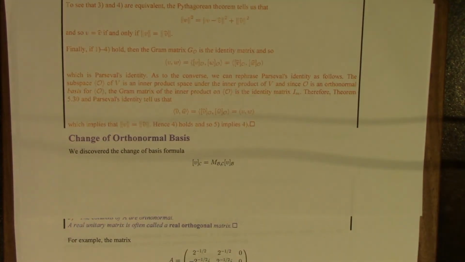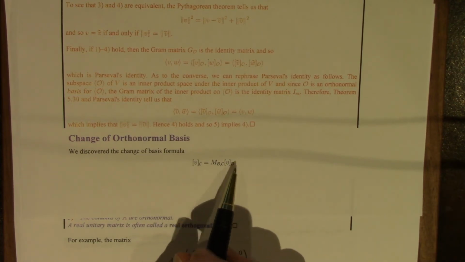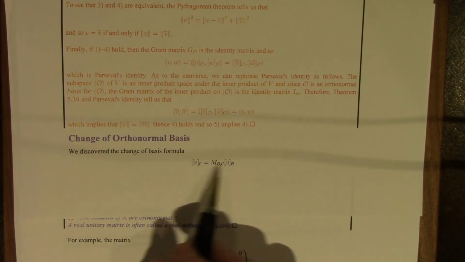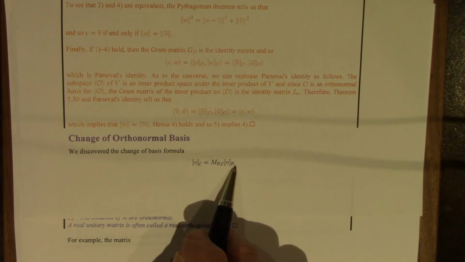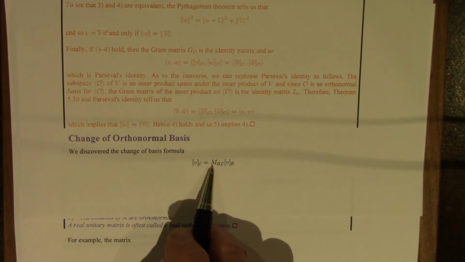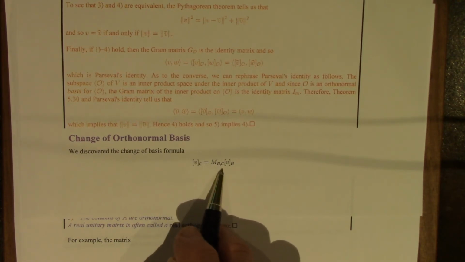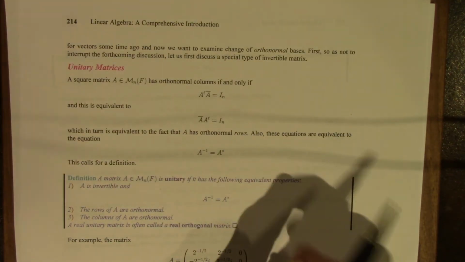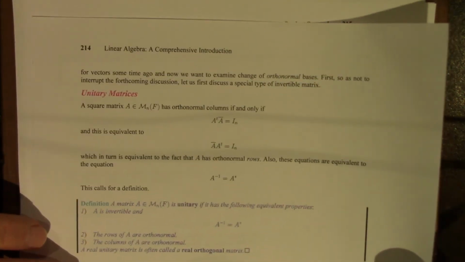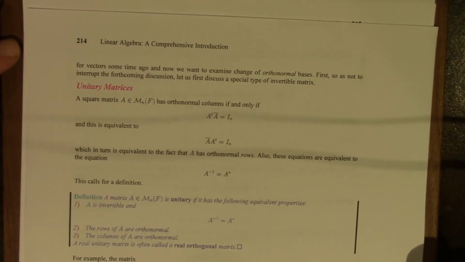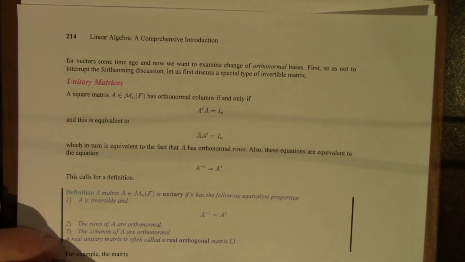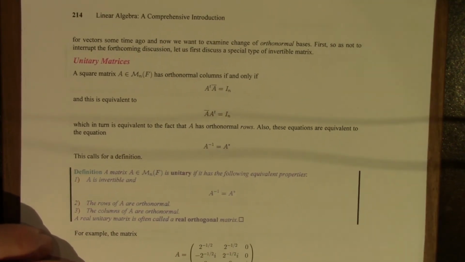We discovered some time ago the change of basis formula for changing the coordinate system. If we want to change the coordinates of a vector from the B coordinates to the C coordinates, we multiply by the change of basis matrix, which we've always denoted by M sub BC. What if we want to change orthonormal bases, go from one orthonormal basis to another? Well, let's take a look at how that might work.